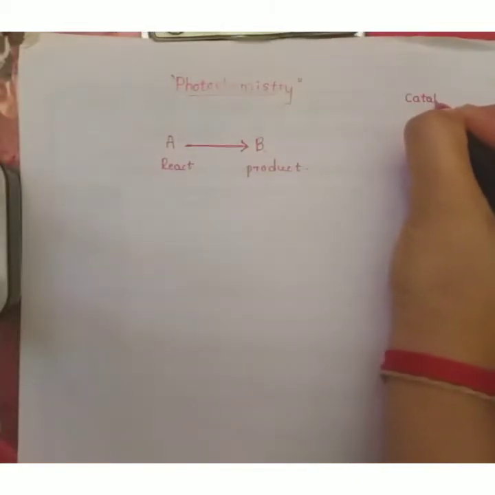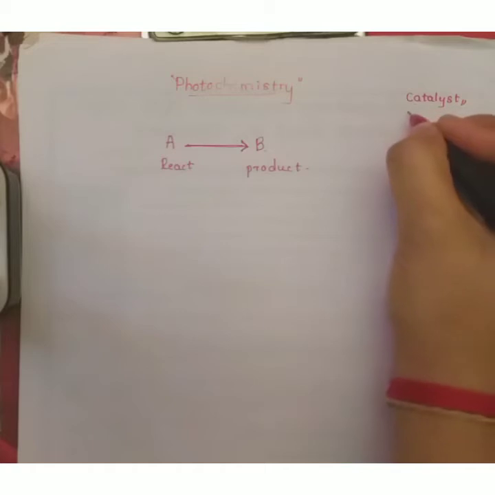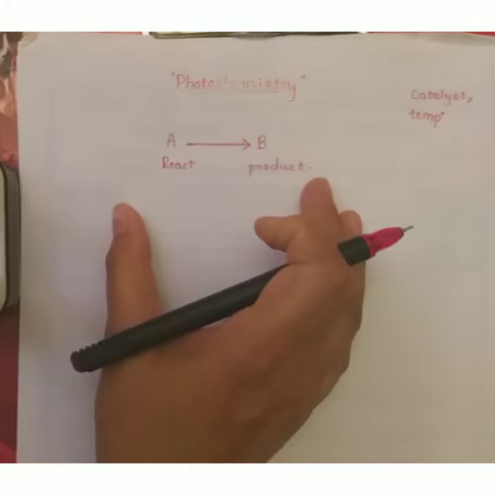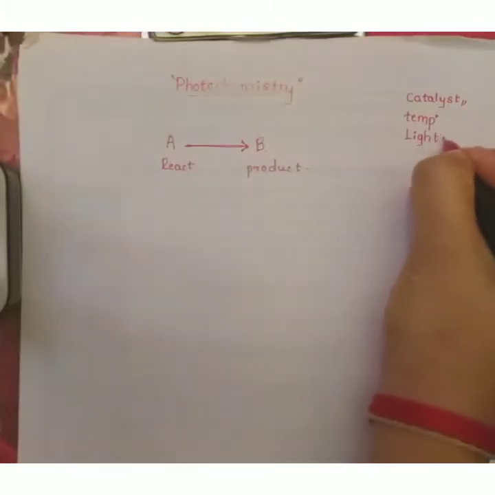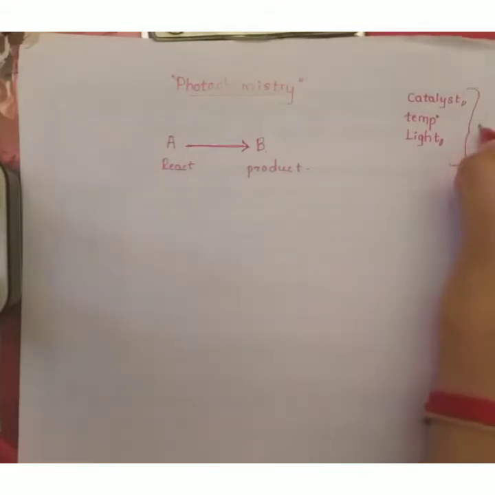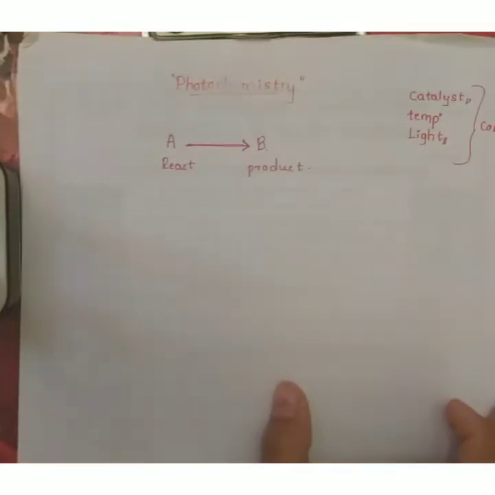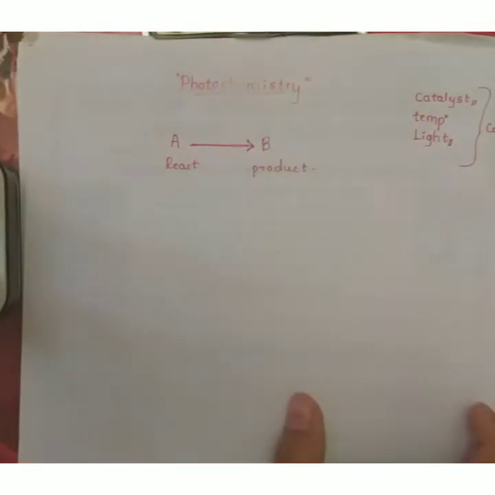The condition may be the type of catalyst that we are going to use. Otherwise, it may be the temperature that we are going to maintain to carry out the reaction, or it may be the light, which type of radiations we are going to use to carry out the reactions. Yes, these are the conditions that we maintain to carry out the reactions.